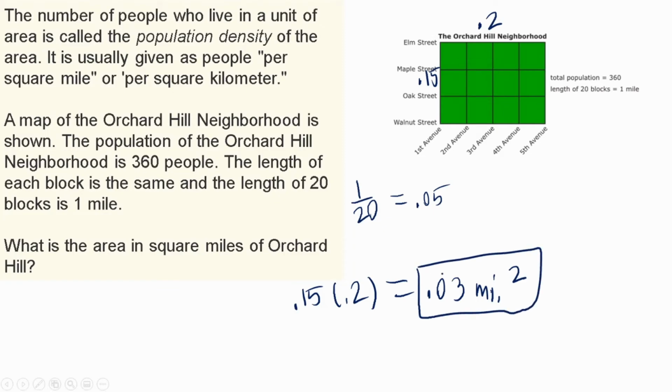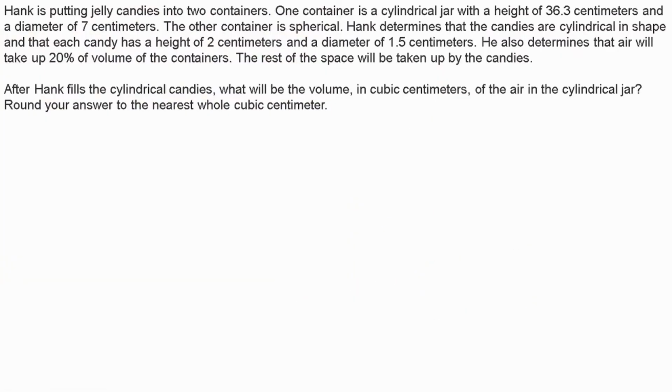There's our answer. So our next problem, it says Hank is putting jelly candies into 2 containers. One container is a cylindrical jar with a height of 36.3 centimeters and a diameter of 7 centimeters. The other container is spherical. Hank determines that the candies are cylindrical in shape and that each candy has the height of 2 centimeters and the diameter of 1.5 centimeters. He also determines that the air will take up 20% of the volume of the containers. The rest of the space will be taken up by the candies.